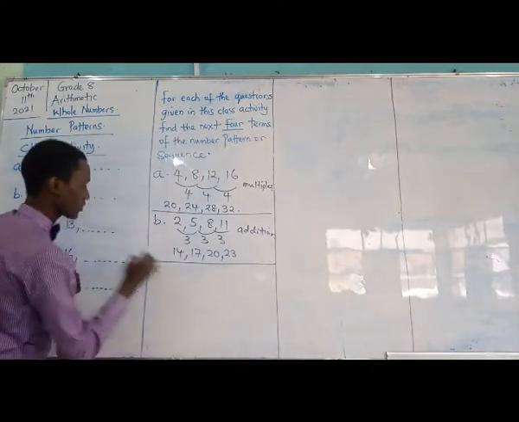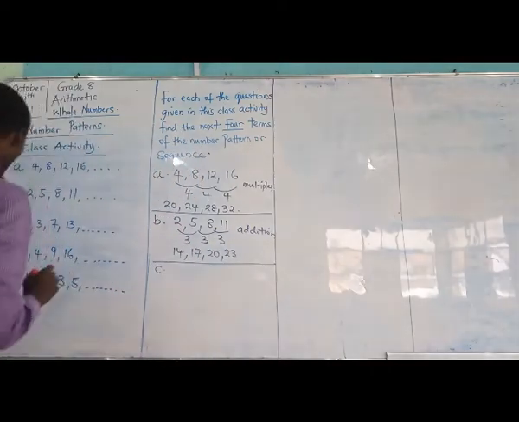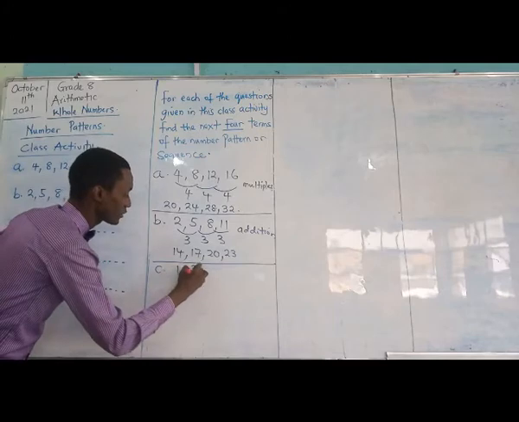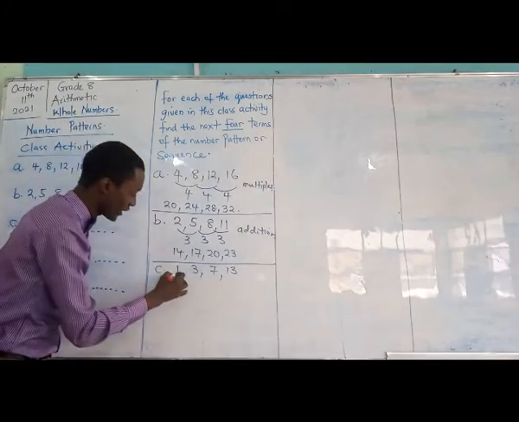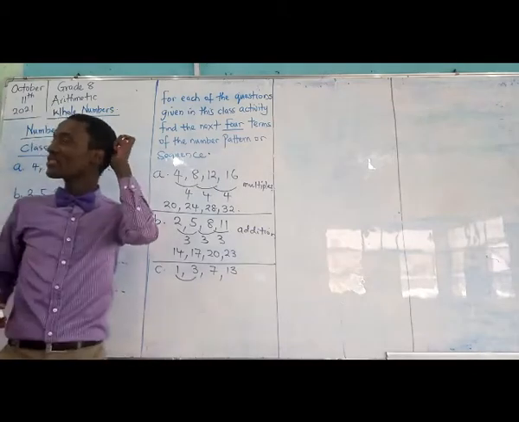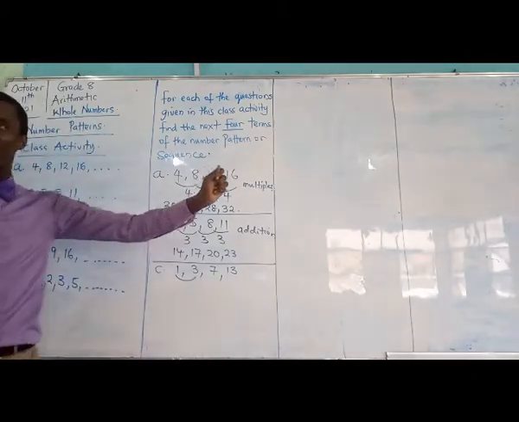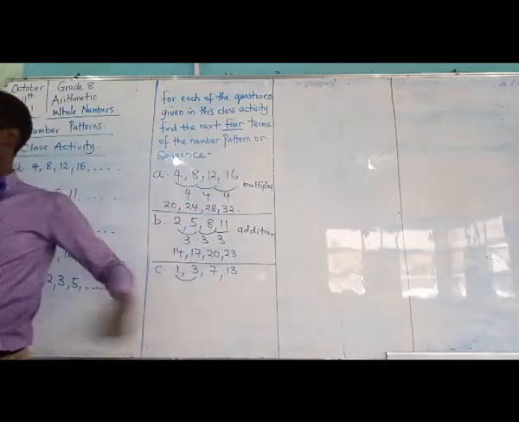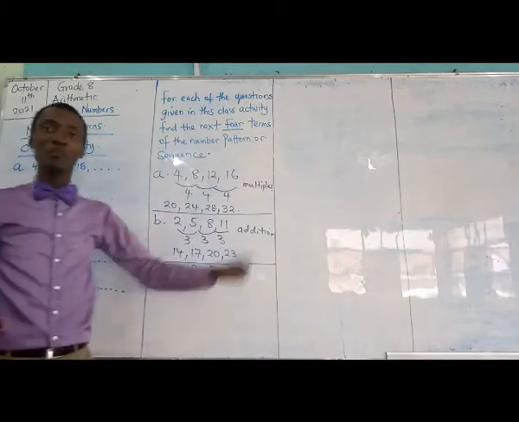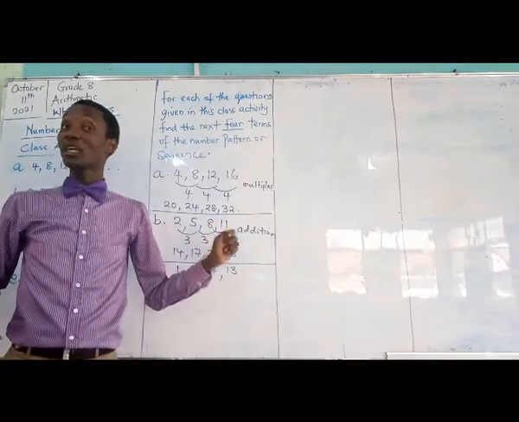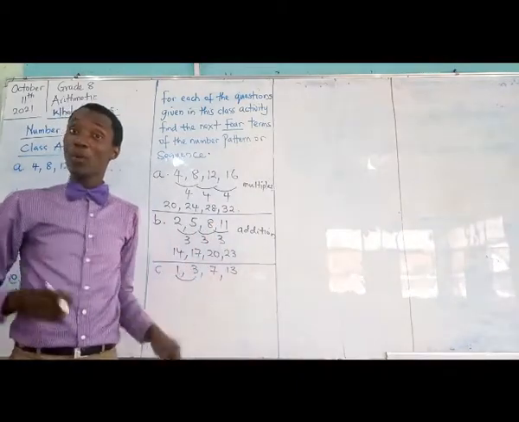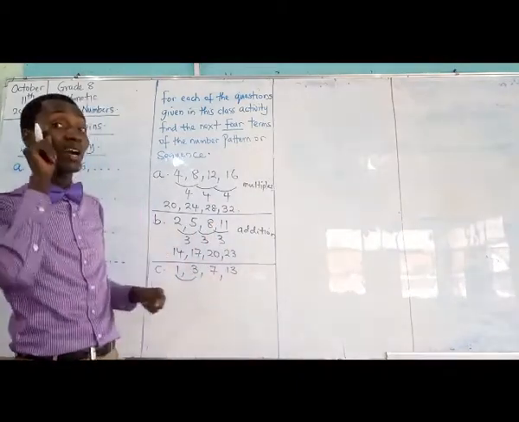So let's go to the next one, C. In C, we're told we have 1, 3, 7, and what? 13. So I put my swing again. Please, I always love to use the swing technique because it almost helps you in a lot of the problems with number pattern, but it will not always work. It will not always work. So when we get to solve, I will show you what you need to look out for.